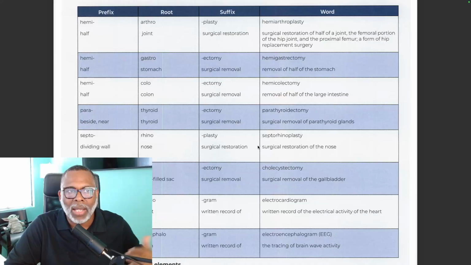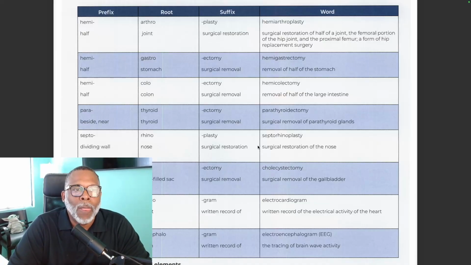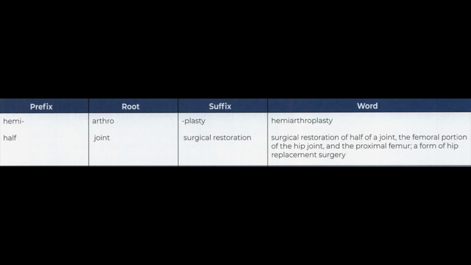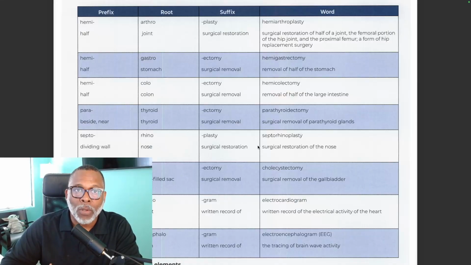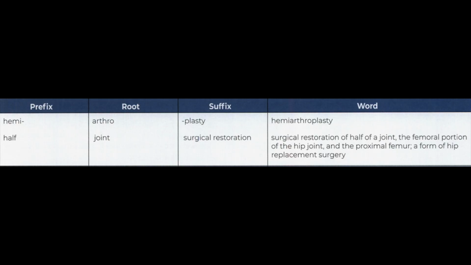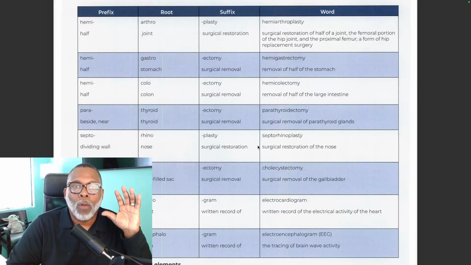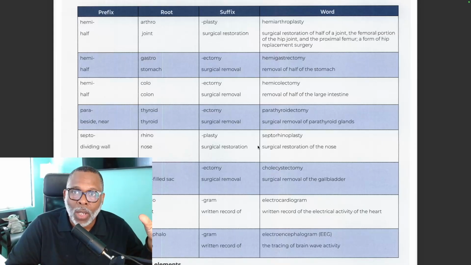So on my left are the prefixes. Hemi is always going to mean half. So the prefix here is hemi. Prefixes come before the root word. Then the root word in this case is arthro. Arthro means joint. So already we have a clue of what might be happening here with this word.